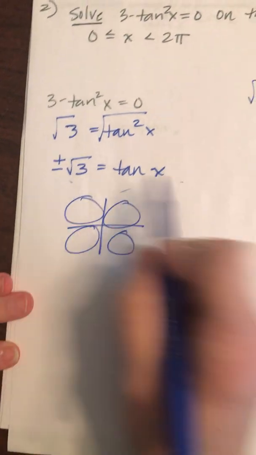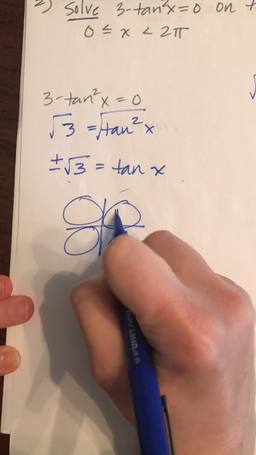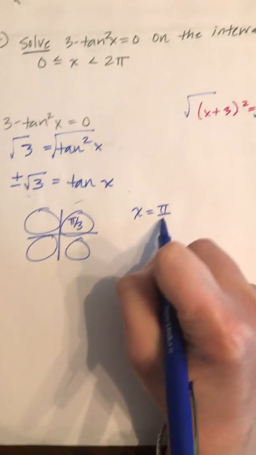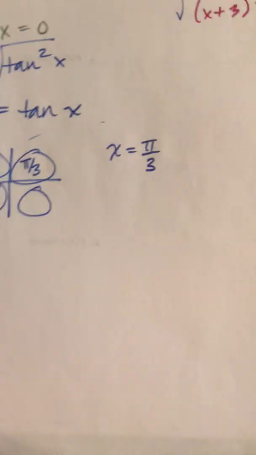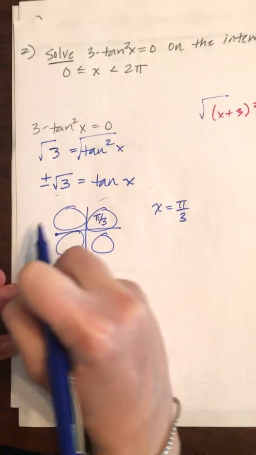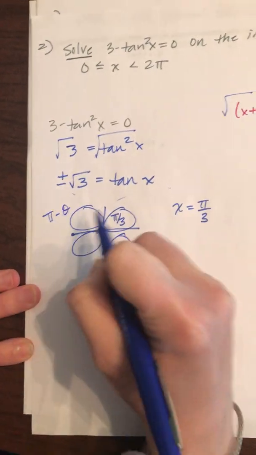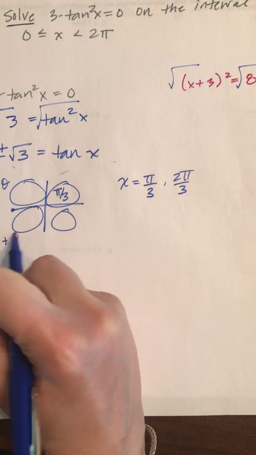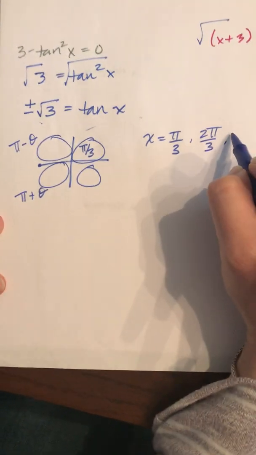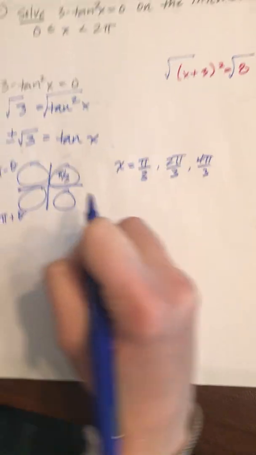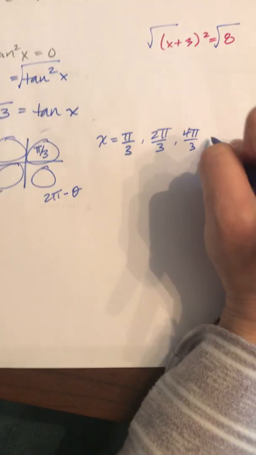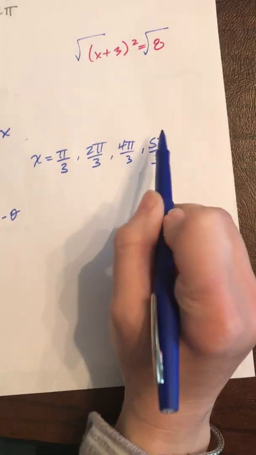Why that's helpful is that now I know I'm talking about a 60-degree angle, which means I'm looking for pi over 3. So my answers are pi over 3, because that's the first quadrant angle. In this quadrant, it would be pi minus your angle, so this would be 2 pi over 3. In this quadrant, you would do pi plus your angle, so that would be 4 pi over 3. And in this quadrant, you would go 2 pi minus your angle, so that would be 5 pi over 3. These would be my 4 solutions for this example.